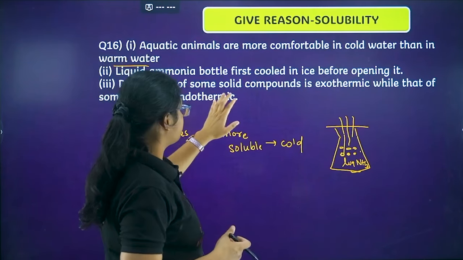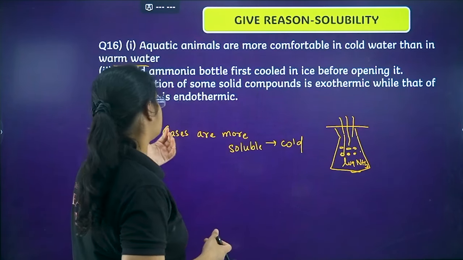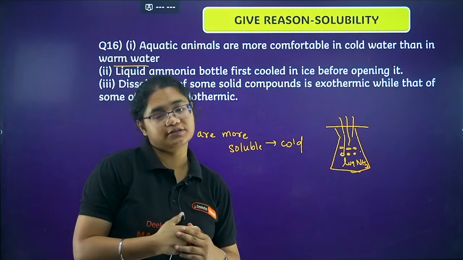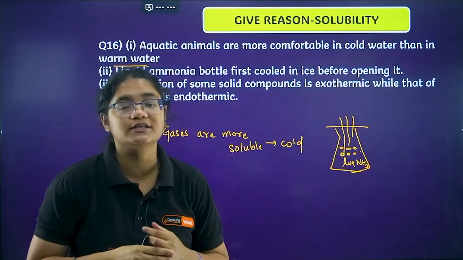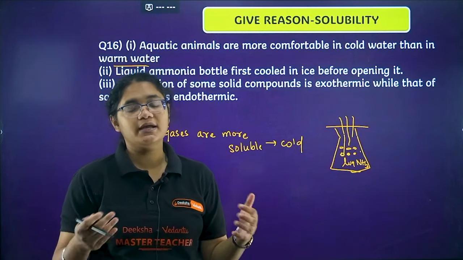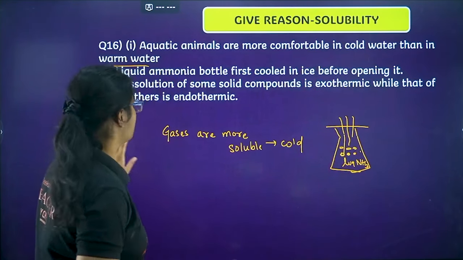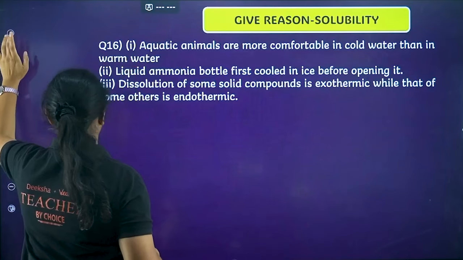Next, dissolution of some solid compounds is exothermic, while that of some others is endothermic. In some cases we need heat to dissolve a solid, so that is why it is endothermic. In some cases it releases heat, so that is why it is exothermic. Okay, so let's see the answers now. How can you frame them?